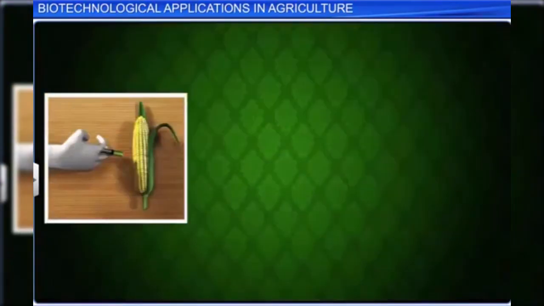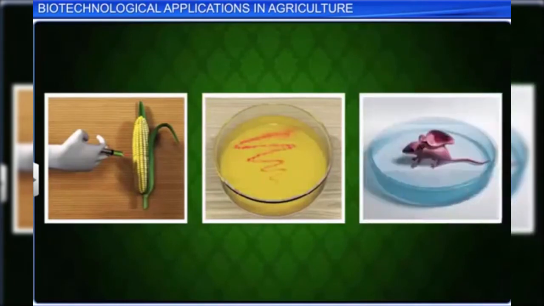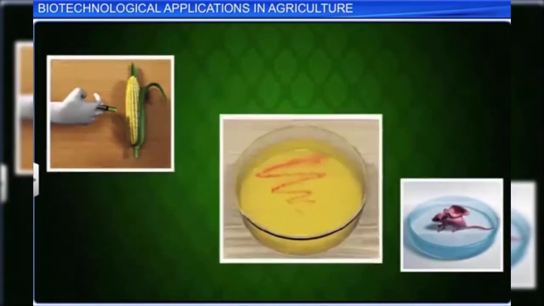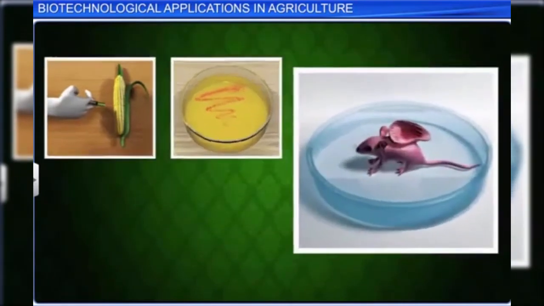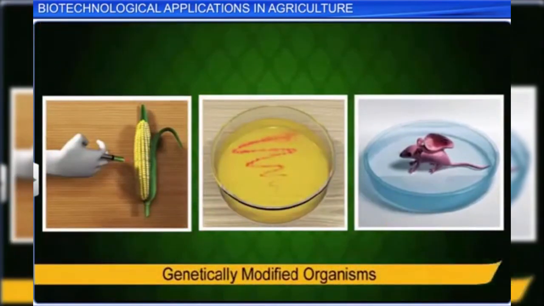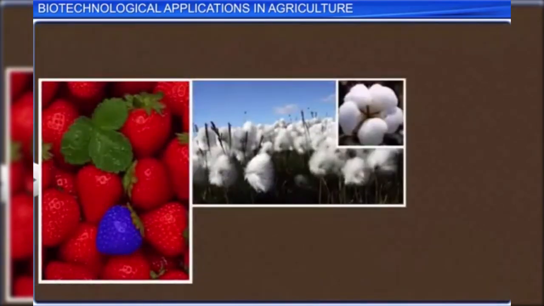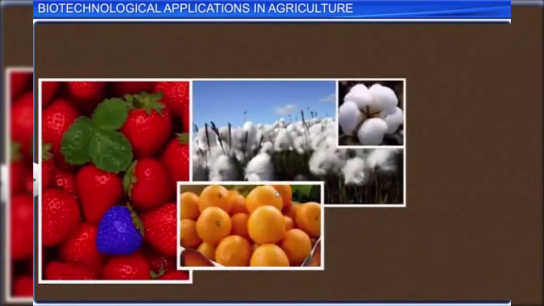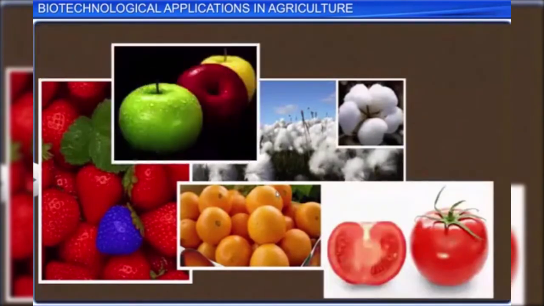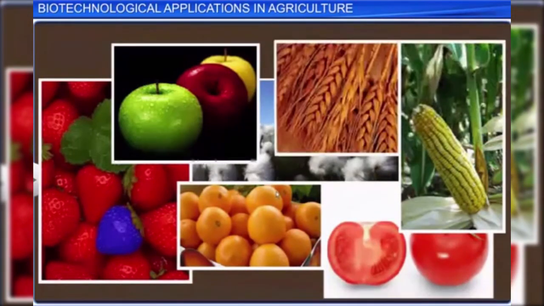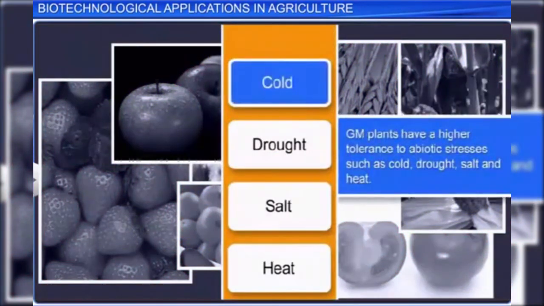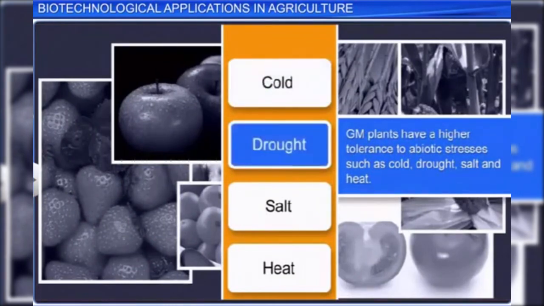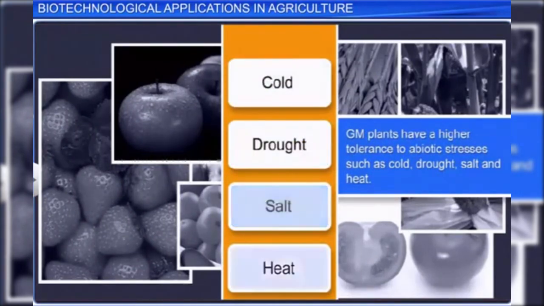Genetic engineering techniques have been used to alter the genes of many plants, bacteria, fungi, and animals, which are then called genetically modified organisms or GMOs. Nowadays, genetically modified or GM plants are being used increasingly as they have several benefits. These plants have a higher tolerance to abiotic stresses such as cold, drought, salt, and heat.